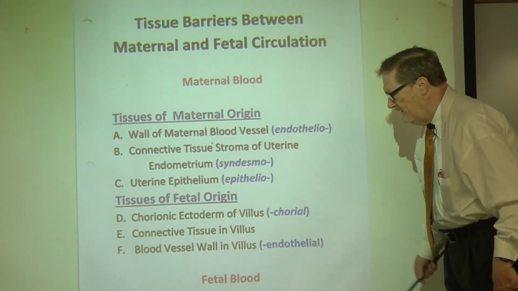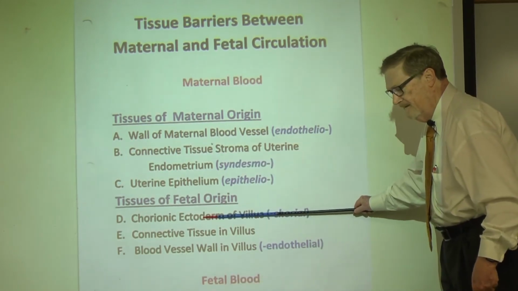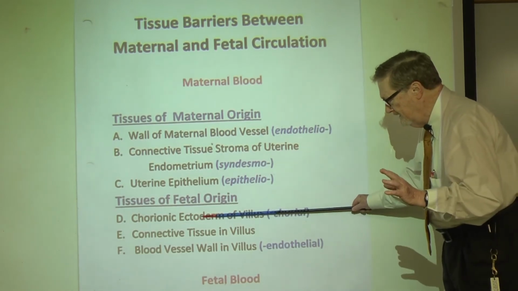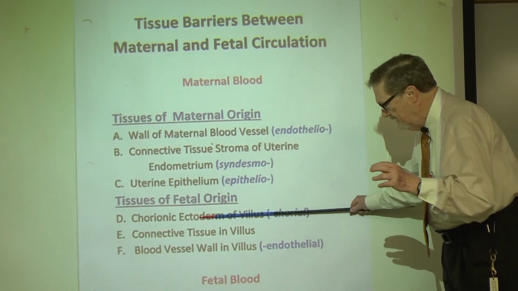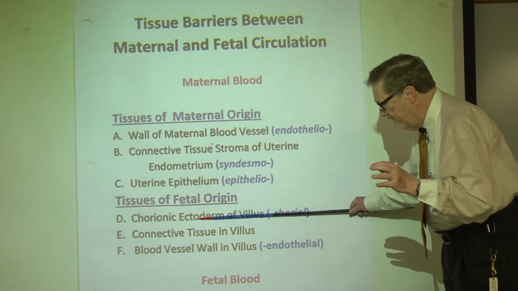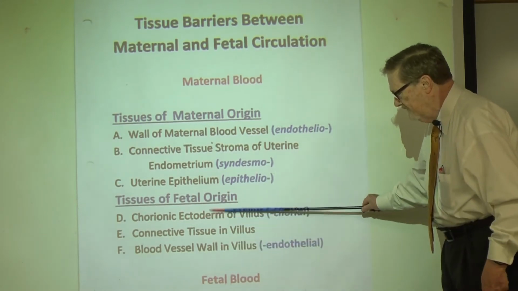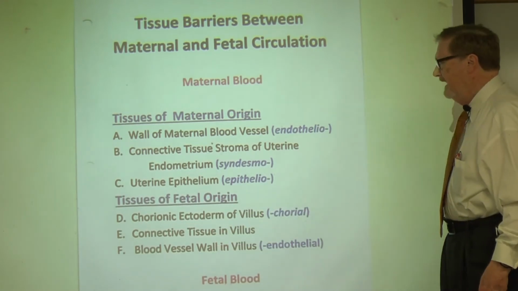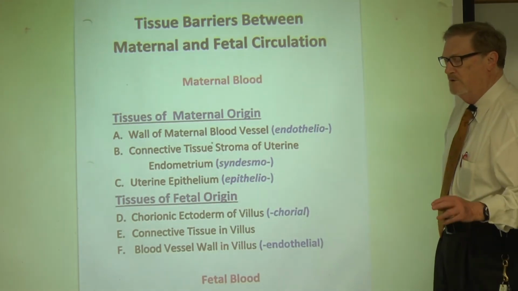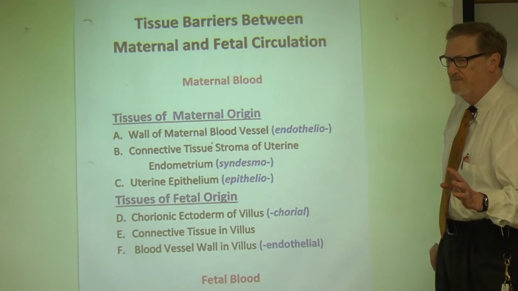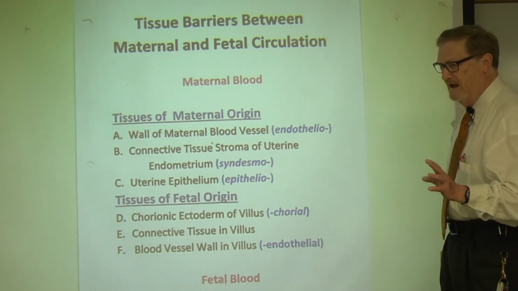And there are going to be 3 types of tissue in the fetal tissues that also are barriers to placentation, 4, 5, and 6. And so we're going to look at 5 different kinds of placentas that mammals have.